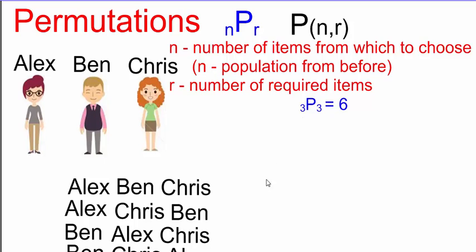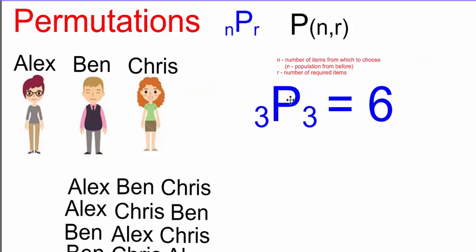And maybe what's important here is to recognize what the n's and r's represent. n is the number of items, the total number of items from which we can choose. It's the population from the things we did earlier in the semester. And r is the number of required items. So P(3,3) is basically saying, give me permutations out of the 3 items from which I can choose, any orderings of 3 items.